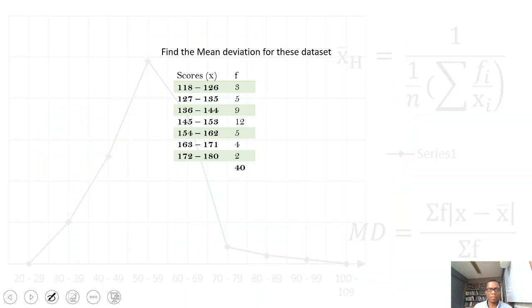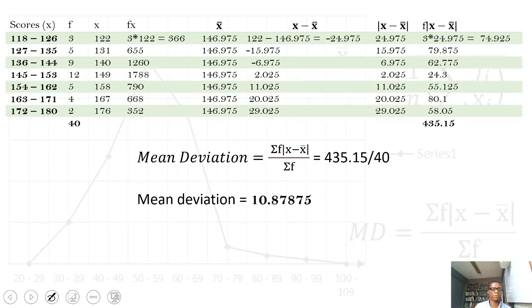Now, let us assume that we have a data set that is grouped like we have here. We have class intervals here, 118 to 126, 127 to 135, and so on. And these are the frequencies. To find the mean deviation for this data set, the first thing we want to do is find the class mark for each class interval. To do that, all you need to do is add the lower class boundary to the upper class boundary, in this case 118 plus 126, and then divide that by 2. That will give us the x, that is the class mark.